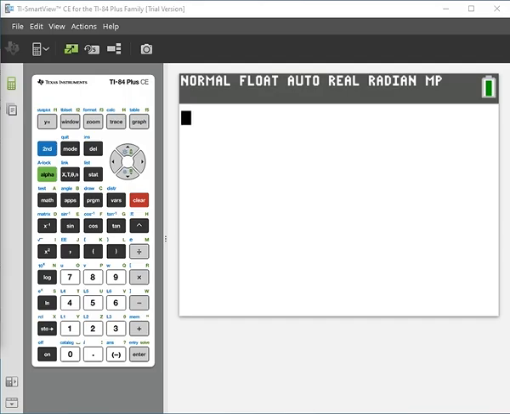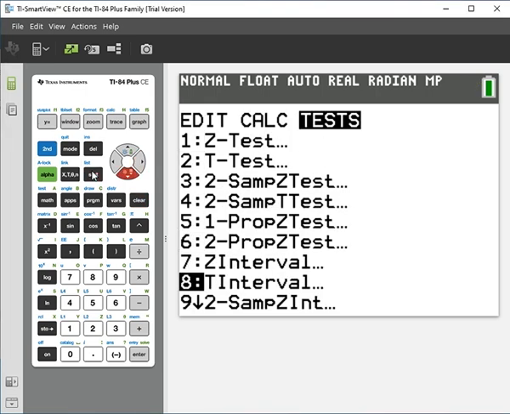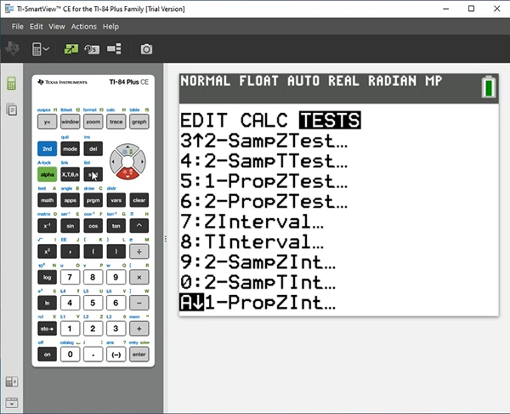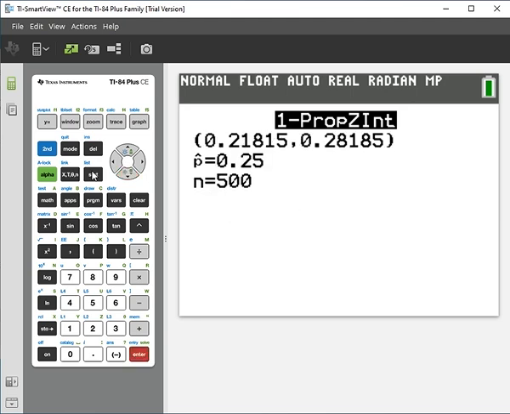Okay, so we're now looking at example 5, a 1 proportion z interval. I'm going to go to the stat menu, over to tests, and then I go down to A, where a 1 proportion z interval is found. There were 125 successes, n was 500, confidence level was 90%. We calculate that. And there's our z interval.